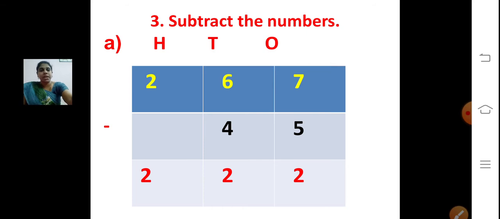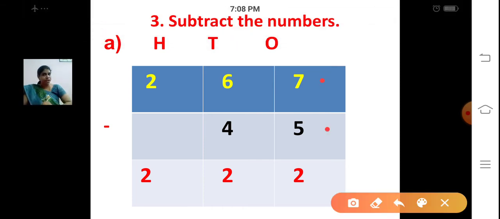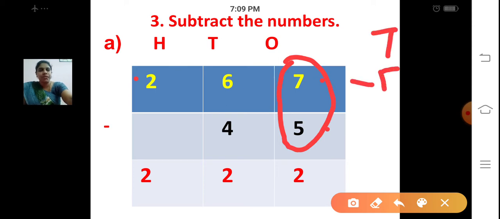So which is the ones place here? This is the ones place, right? First where do we have to start? From the hundreds place or the ones place? We have to start from the ones place. So let's subtract the ones place. 7 ones minus 5 ones. We are going to subtract 7 minus 5.